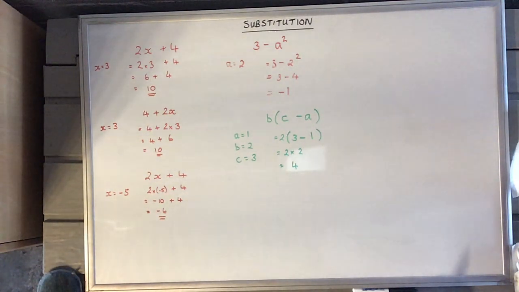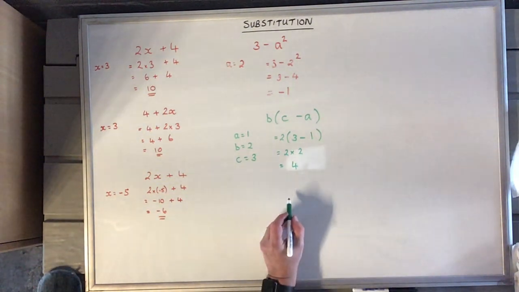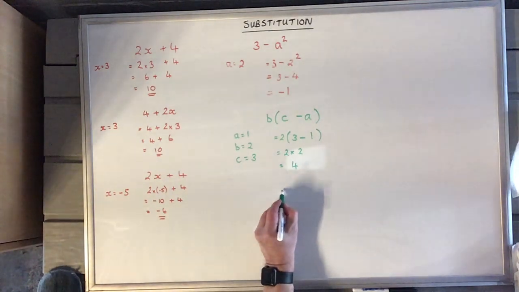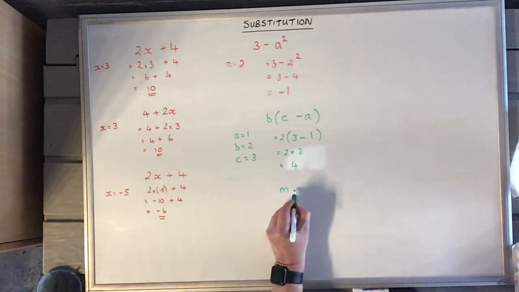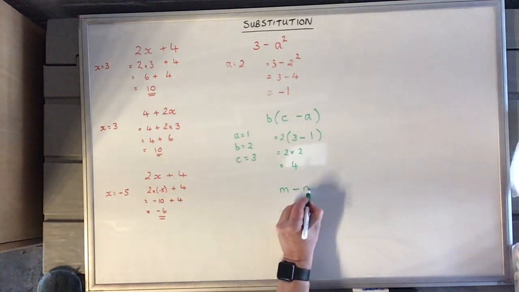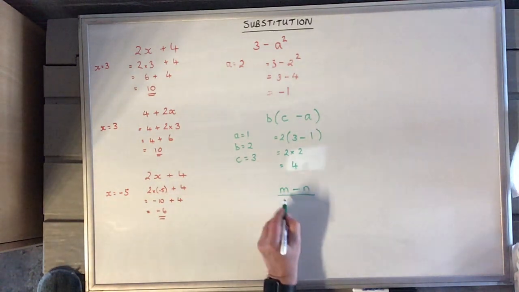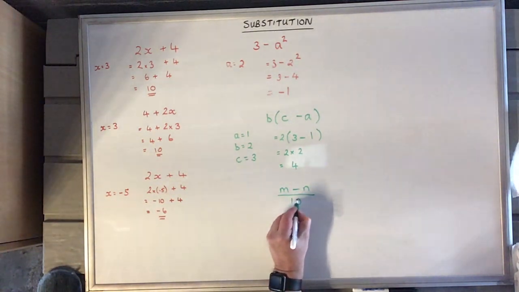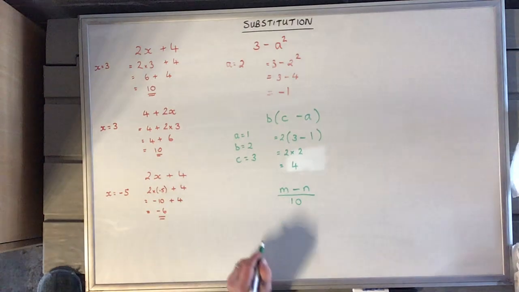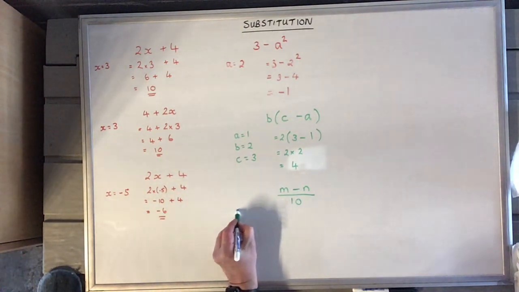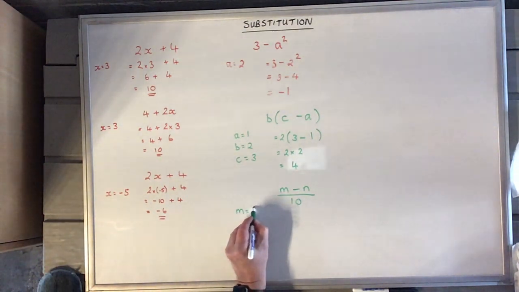Let's put a division in this time. So let's look at m minus n all over 10. And we'll let m, in this case, equal, I don't know, 50.